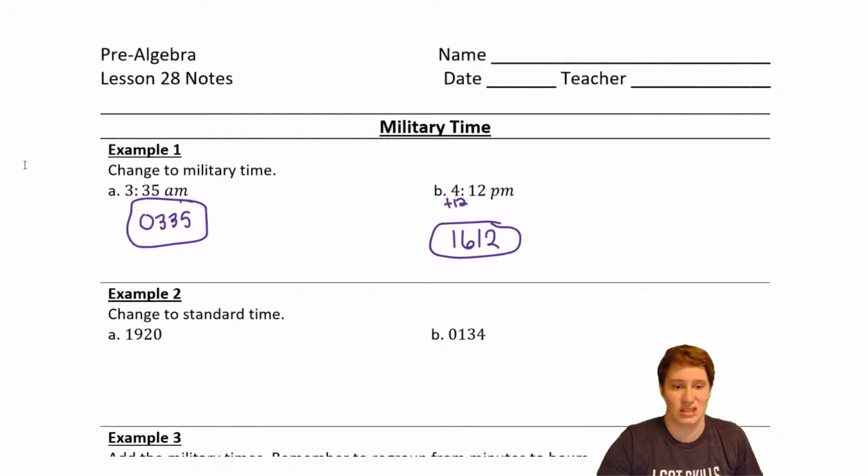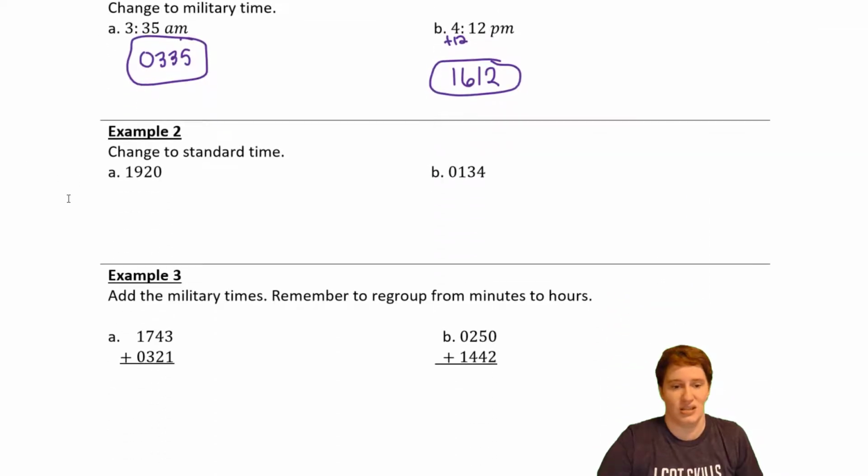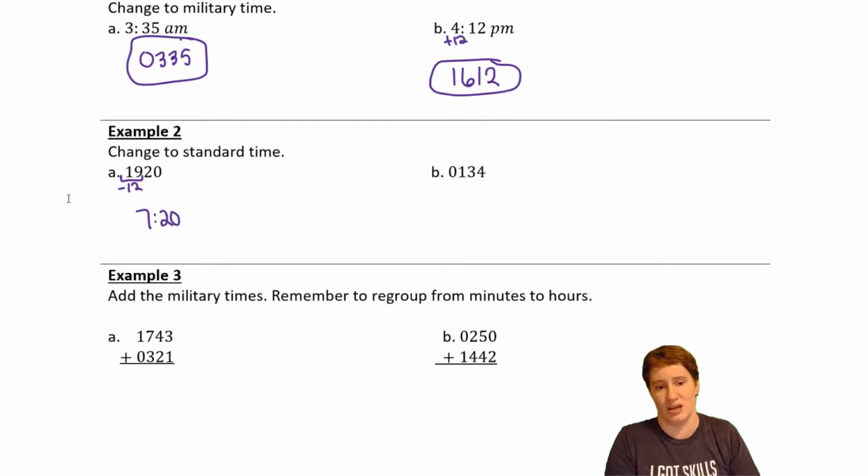When we're changing to standard time, we're doing the opposite. If the hour part of our number is bigger than 12, we start by subtracting 12. And because that number was bigger than 12, we know that our time is supposed to be p.m., not a.m. So the bigger the number, the farther into the day we are, and we start counting at midnight, right? So 19 minus 12 is 7. So this would be 7:20 p.m.